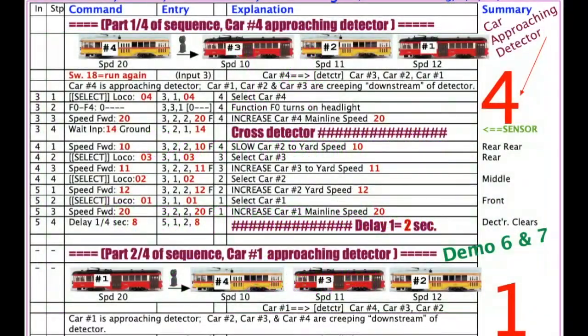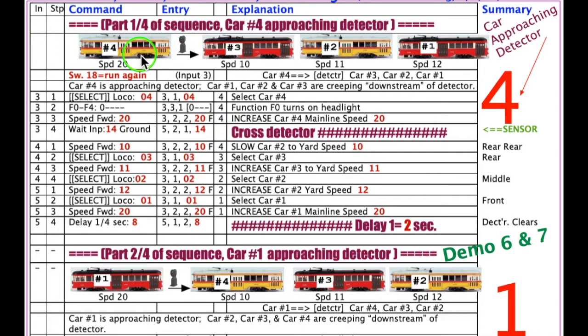Now here's the commands for demos 6 and 7, where we run all 4 cars. And this was hooked to push button 3. So if we push button 3, it started this sequence. And recall, normally these will be all moving except when you first push the push button, none of them are moving. So when we first push the push button, it selects car 4, which is this one, and turns on the lights, gives it a speed forward 20 command, which starts this one, which is out on the main line, moving toward the detector. Then we wait till input 14 goes to ground.